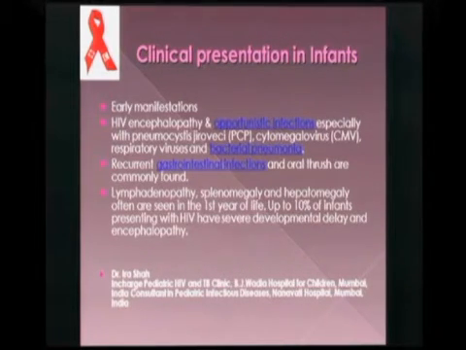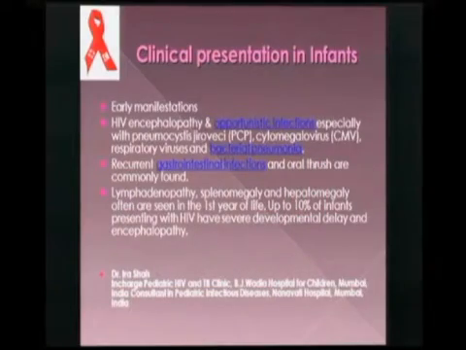For the clinical presentation of infants, this was presented by Dr. Ira Shah. For the early manifestations, you have HIV encephalopathy and opportunistic infection. And they specifically named pneumocystis jirovecii pneumonia, cytomegalovirus, and respiratory viruses, and even bacterial pneumonia. They also presented with recurrent gastrointestinal infections and oral thrush. Lymphadenopathy, splenomegaly, and hepatomegaly are often seen in the first year of life. So this is in infants, so I guess they're rapid progressors. Up to 10% of infants presenting with HIV have severe developmental delay and encephalopathy.